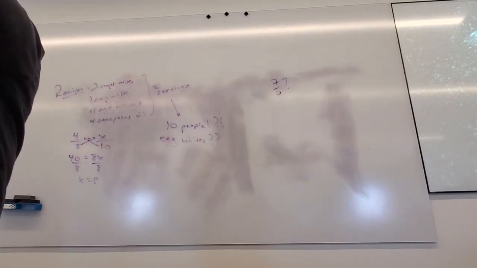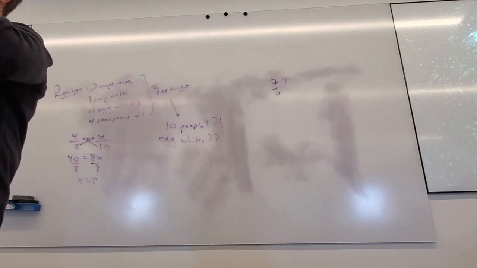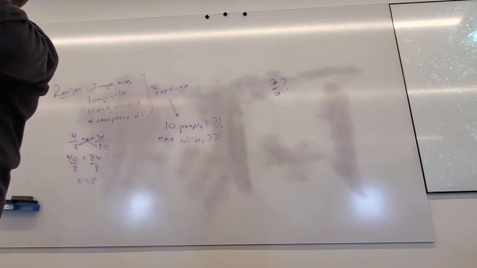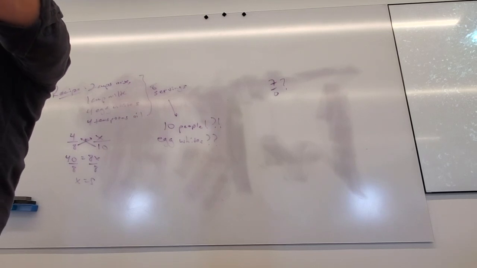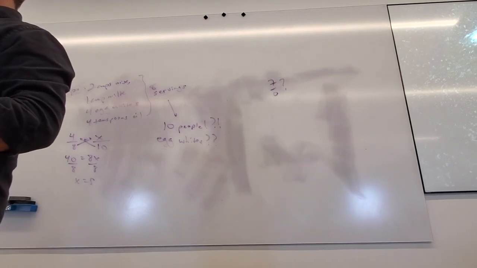Anyway. So what we just created. Does somebody know what this is called when I set up an equation where 2 ratios are equal to each other? Starts with a P.